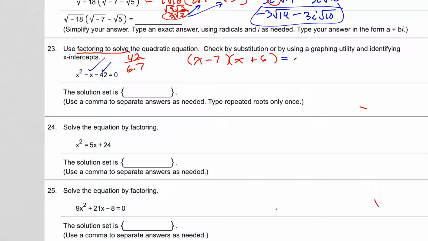So this is supposed to be equal to 0. So this is pretty straightforward. What is this x and what is that x? It has to be positive 7 and negative 6. That's my bad. So, no, I'm right. But technically speaking, you're supposed to use the zero product property. So you set each of these equal to 0 and solve, okay?